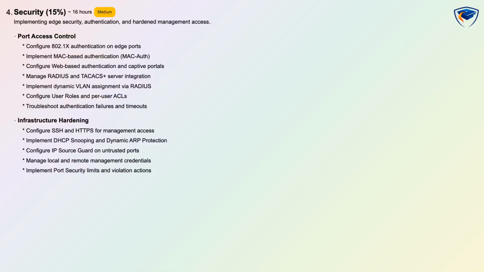Security is 15%, medium difficulty, and scenario-based with about 16 hours of study time recommended. You will implement port access control, configure 802.1X and MAC-based authentication, and integrate RADIUS and TACACS+ plus dynamic VLAN assignment and per-user roles. Infrastructure hardening topics include securing management access with SSH and HTTPS, DHCP snooping, dynamic ARP protection, IP source guard, and port security with limits and violation actions.